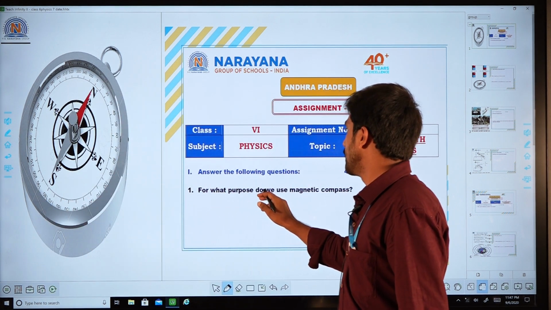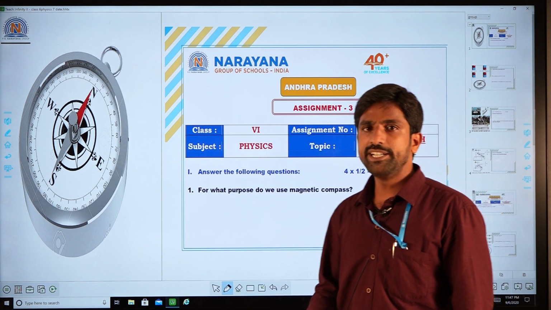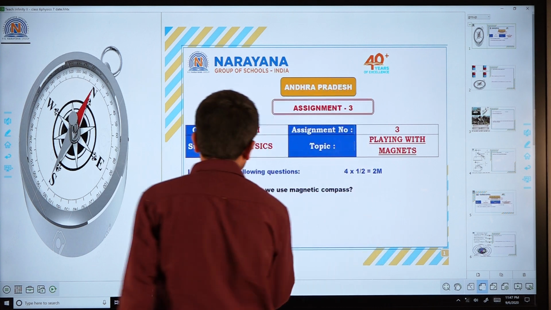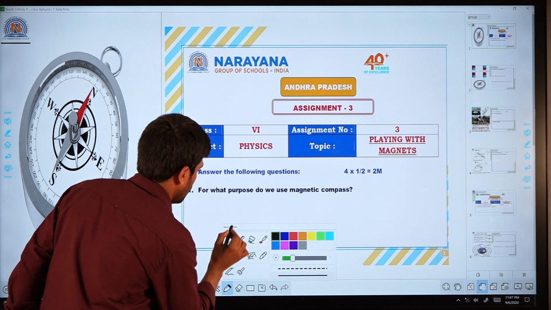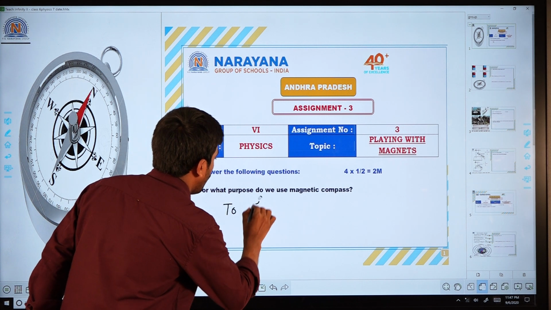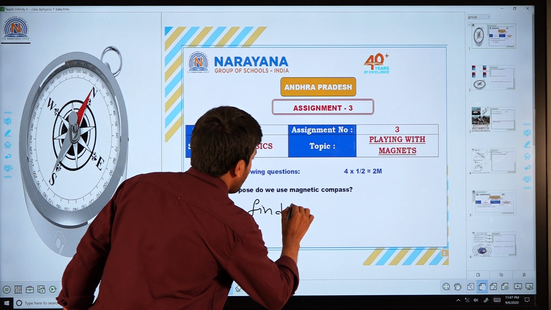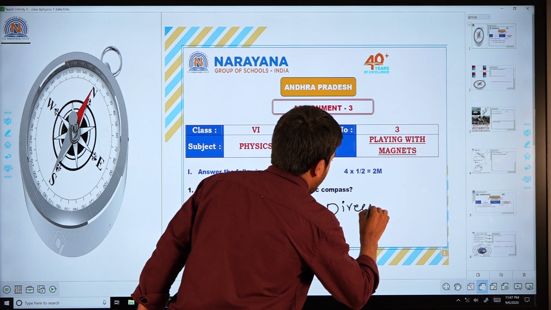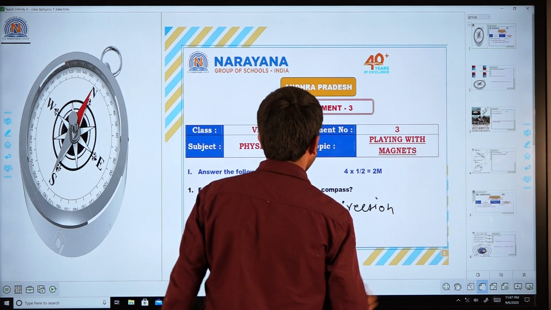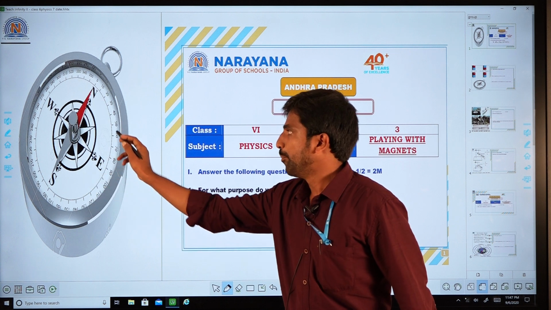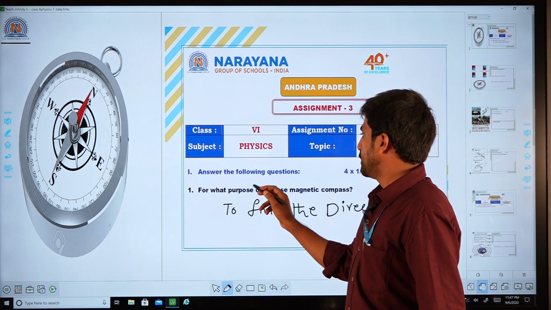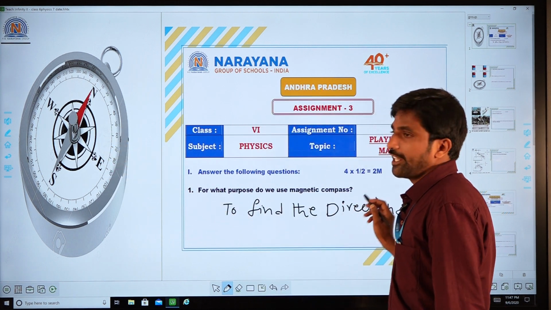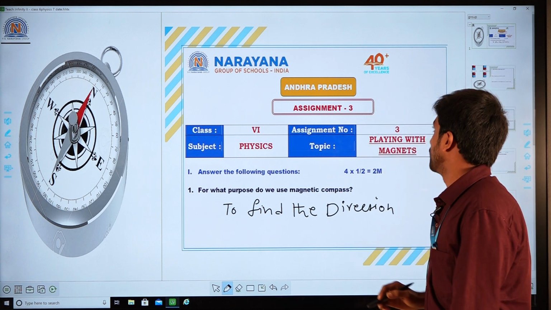For what purpose do you use a magnetic compass? Magnetic compasses are mainly used to find the direction. So this is the image of a magnetic compass. For which purpose are we using a magnetic compass? Mainly to find the direction. So that is the answer to the first question.